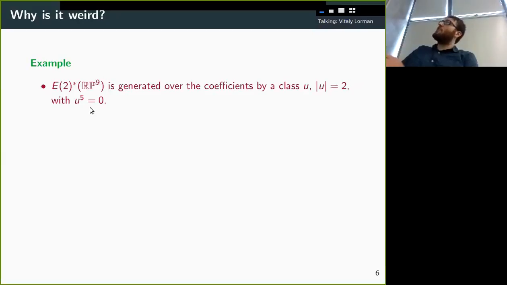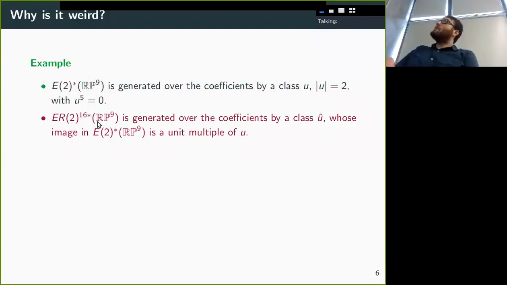Okay, that's E2 cohomology. Now let's look at the ER2 cohomology. For now, let's ignore why I'm only looking at degrees that are multiples of 16, and let's also ignore the hat over here. I'll talk about why those are there later in the talk, but for now, in certain degrees, the ER2 cohomology of RP9 is generated over the coefficients multiplicatively by a class I'll call U hat. And this class is really related to the class U I mentioned above in E2 cohomology. Namely, if you map from ER2 cohomology to E2 cohomology, then the image of this class is just the unit multiple of U. So it's some power of Vn times U, okay?